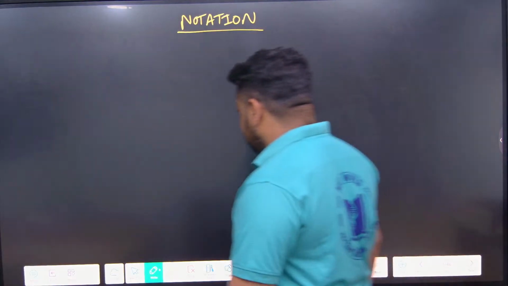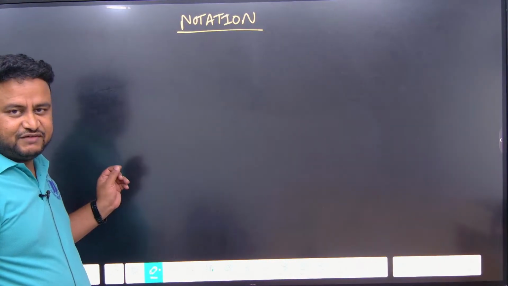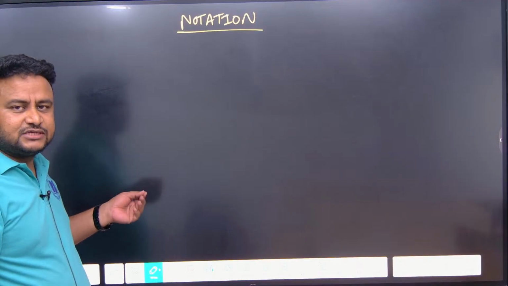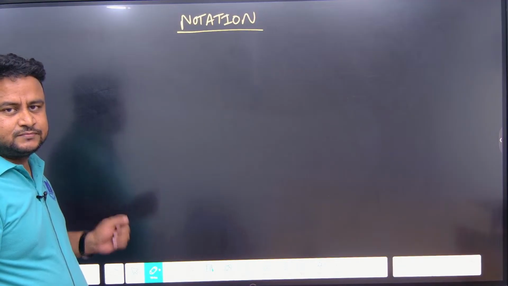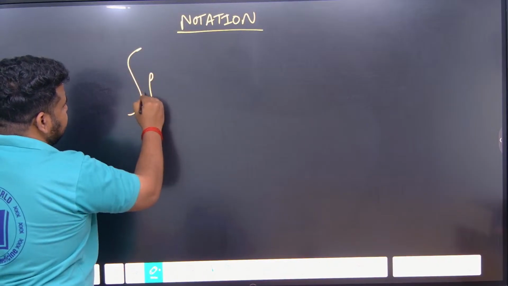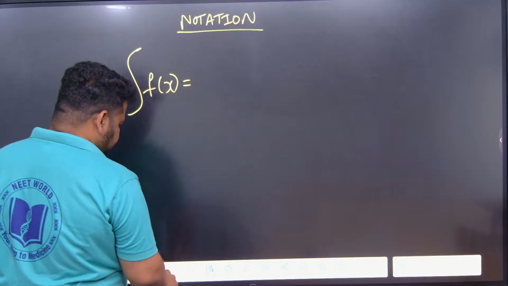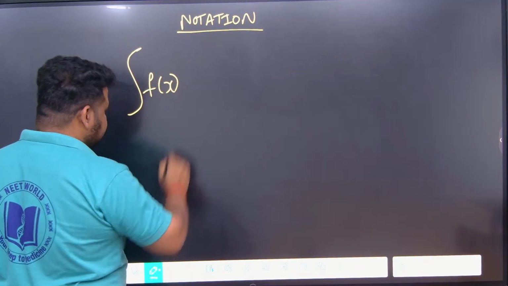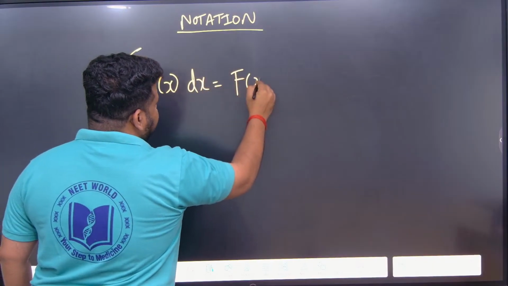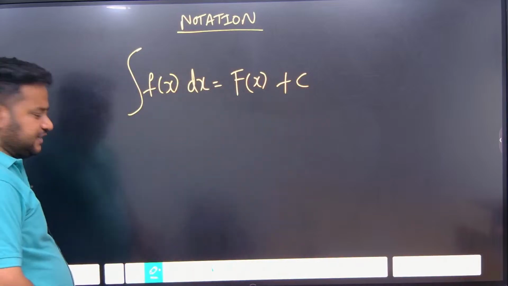Now see here, notation means what I told you. In differentiation also you will write it as dy by dx, or f dash of x, or y dash, all these things. Now when it comes to integration, we will write it like this. Integral of small f of x, f of x dx. If I get it as capital F of x, plus c. I told you should have plus c. I am talking about indefinite integration.